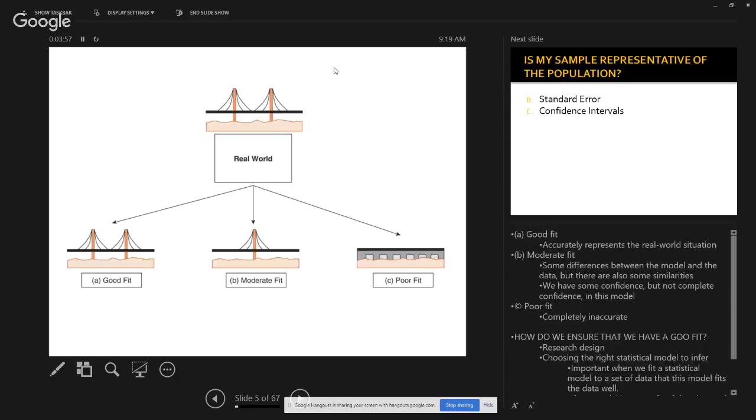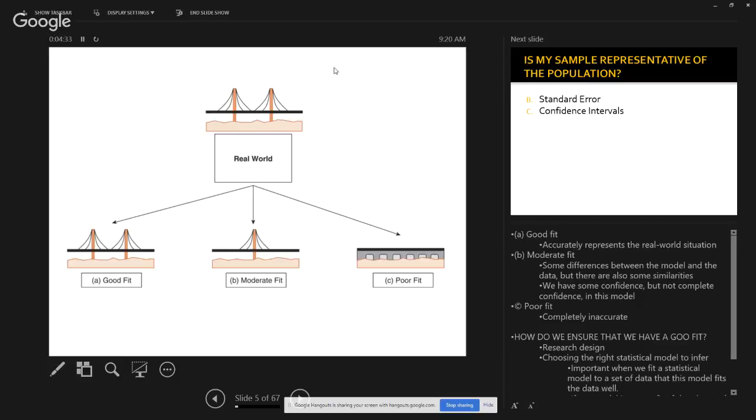Now, our friend Andy uses this bridge example. It's a bit abstract, but he's saying, pretend that in the real world, we know that this bridge exists, the phenomenon that we want to look at. We then collect data from different samples of this bridge. And so here we have A, B, and C. And then we use statistics to see how accurately each of these three bridges fits the real world.